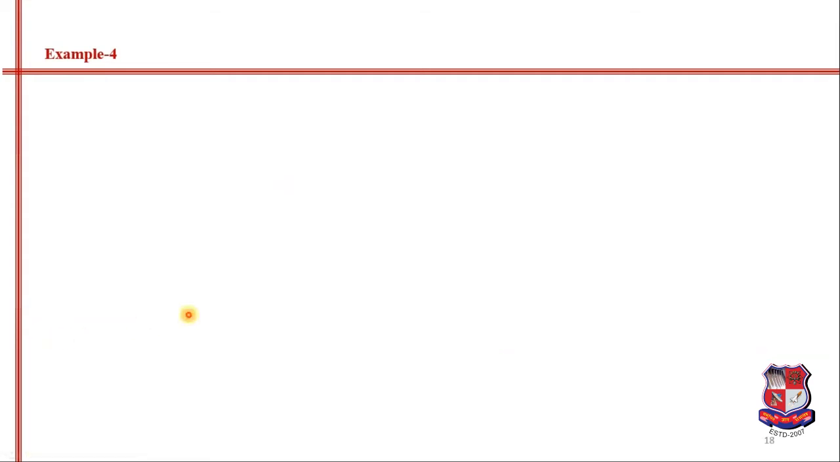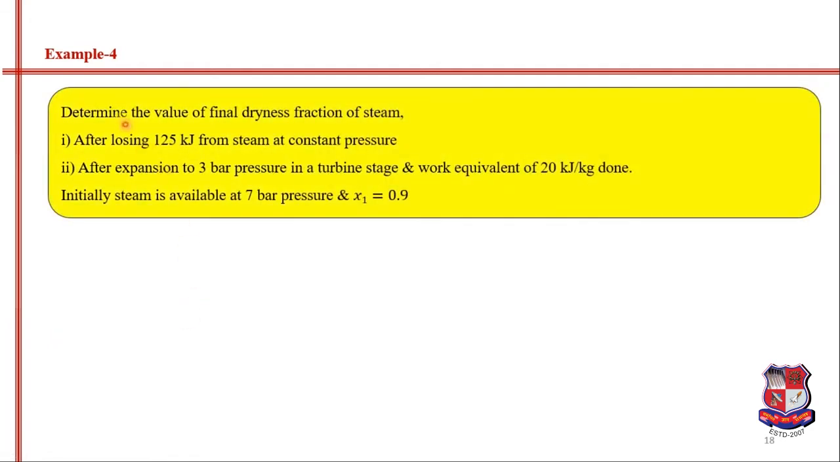Okay, so let's take up another example. Determine the value of dryness fraction of steam. We are given two conditions. First one, after losing 125 kJ from steam at constant pressure, and second case, after expansion to 3 bar pressure in a turbine stage and work equivalent of 20 kJ per kg is done. Initial condition of steam is given as 3 bar pressure and initial dryness fraction 0.9.